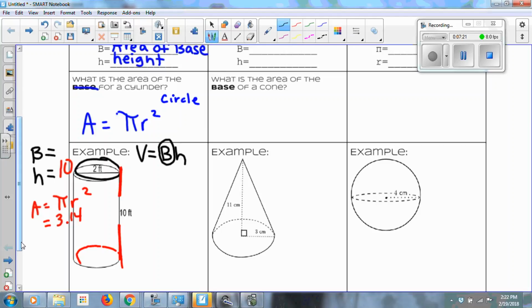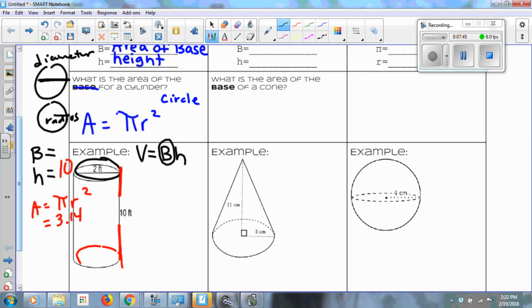Remember, here's your circle. Diameter is all the way across the circle, and radius is half of that. So make a note. Here's your diameter, all the way across. Long word, diameter, all the way across. Radius, little word, radius, is halfway across.